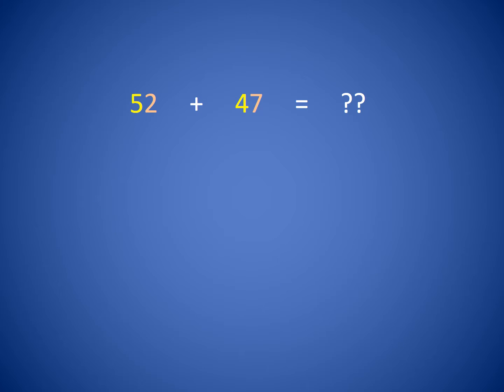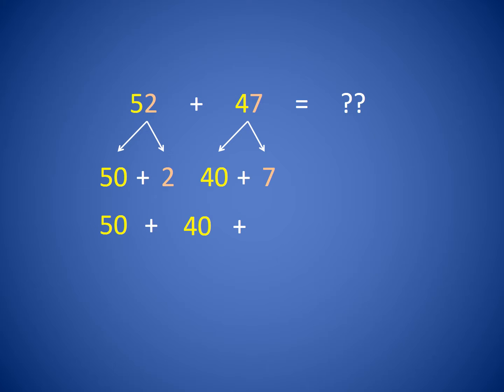Let's do another one: 52 plus 47. I can split 52 into 50 plus 2. 47 we can do the same thing with: 47 is equivalent to 40 plus 7. Since it's easy to add two multiples of 10, I'm going to add those first, the 50 and the 40. Then I'm going to add the single-digit numbers, the 2 and the 7. 50 and 40 is 90, plus 2 and 7 is 9. 90 plus 9 must be 99.